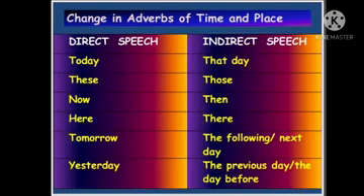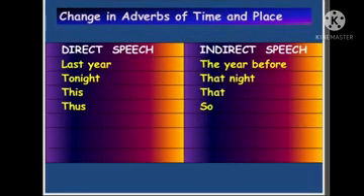Here is a change in adverbs of time and place. This thing you have to keep in mind, and it is compulsory that you should use these words while you're converting the sentence into indirect or direct speech. So today will change into that day, these, those, now, then, here, there, tomorrow, the following day or the next day, yesterday, the previous day, the day before. Then last year will change into the year before, tonight, that night, this, that and thus, so.